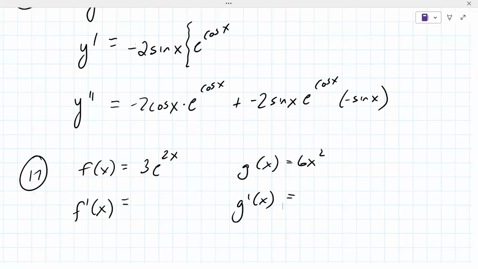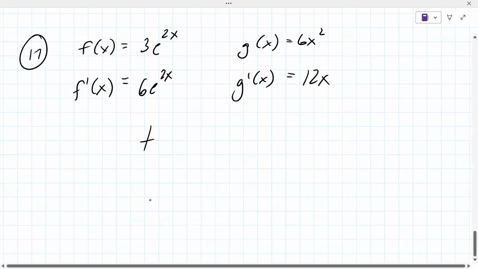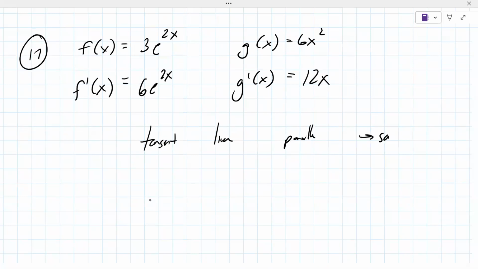Okay, so 6e to the 2x, can I do that? Yep. Perfect. And then g prime of x equals 12x. Good. So it asks where the tangent lines are parallel, and that's where they have the same slope. That's where the derivatives are equal.